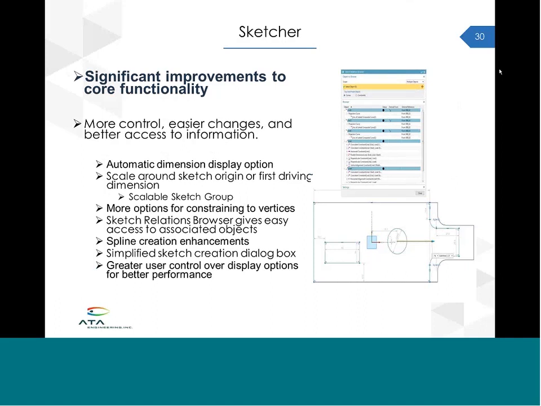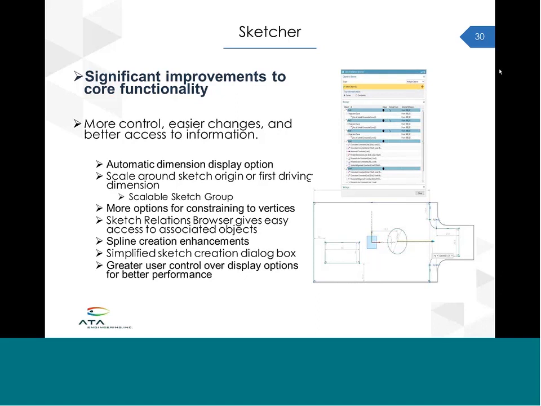Now I'll show you a couple examples of these things, starting with the sketching enhancements. The dialog box you see on the top right-hand side of the screen shows this new Sketch Relations Browser that I talked about on the previous slide. And so you can see it's a really user-friendly way to navigate through this tree-like structure that breaks down all of your sketch curves and shows curves that are derived from them or dimensions that pertain to those curves.